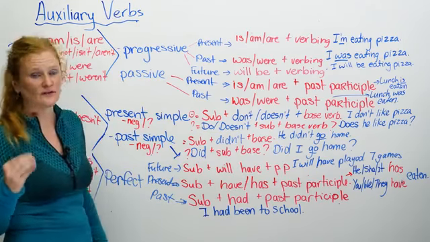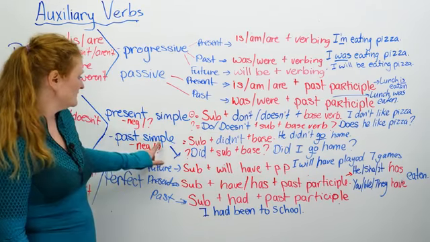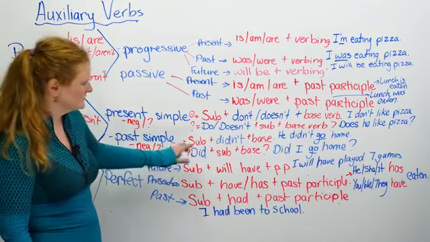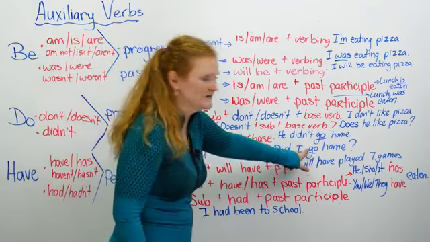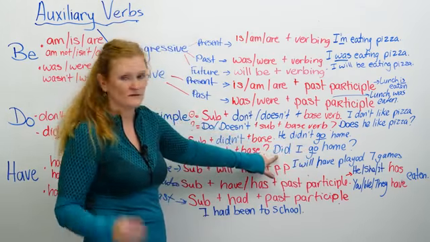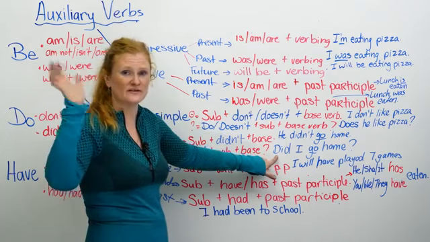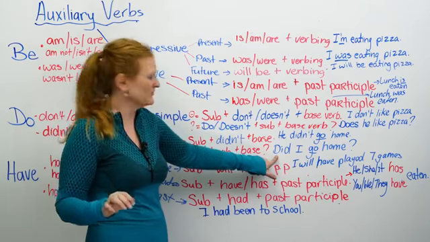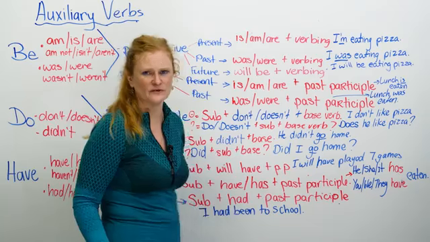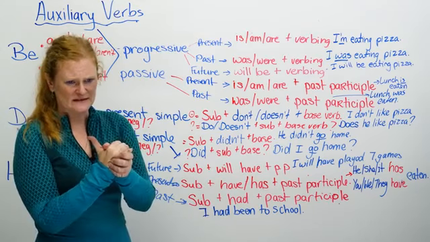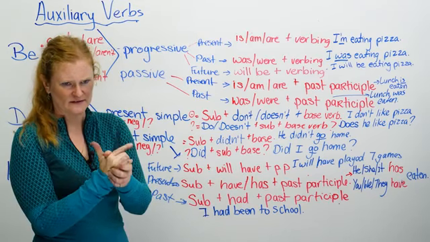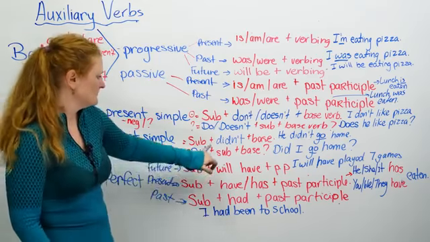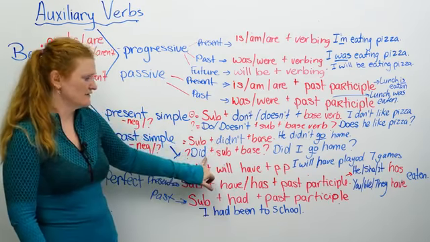Again, you always have to be careful. Even though it is past, we actually have to use the base verb, because the did, or the auxiliary verb, tells us, hey, this is a past tense, not a present tense. Please use the base verb. So, did, didn't. Didn't in the negative and did in the question.